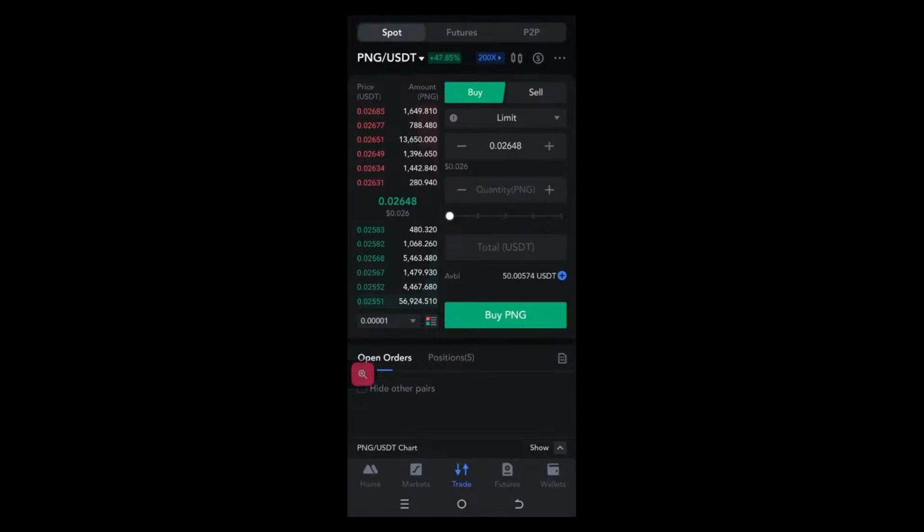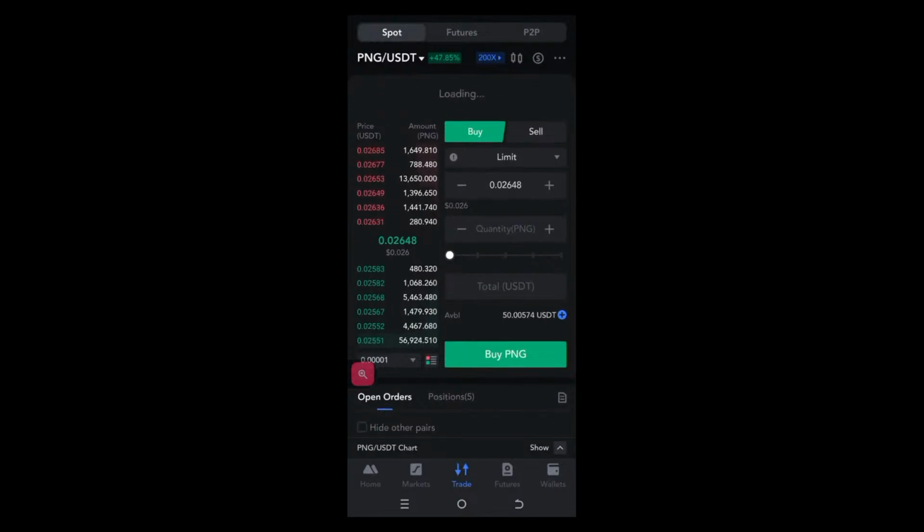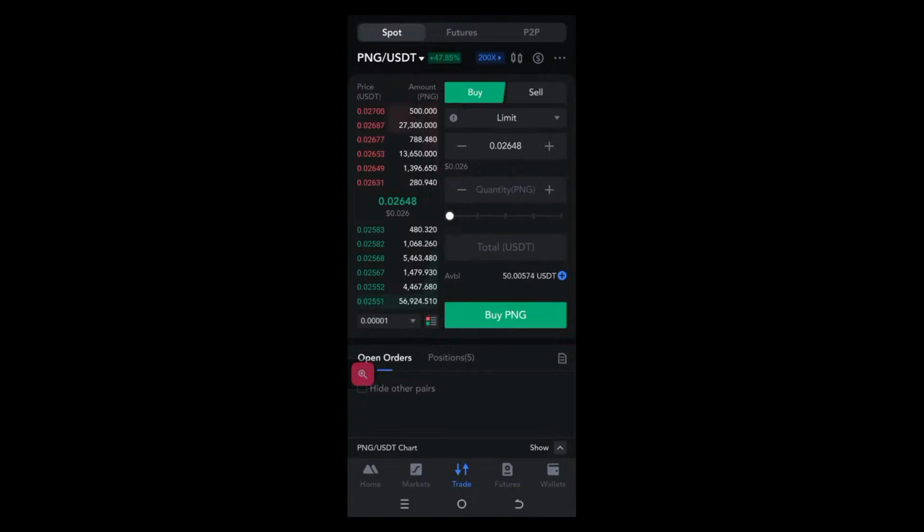Okay, let's go on. So let's get back into our $50. So we'll do that again, right? It's looking like it's going. It's moving. It's moving. Let's go ahead and buy.